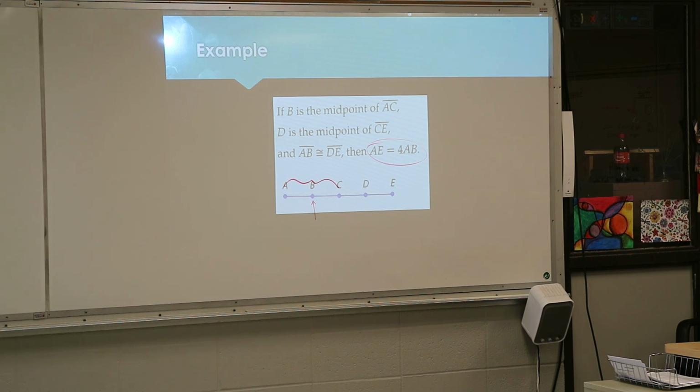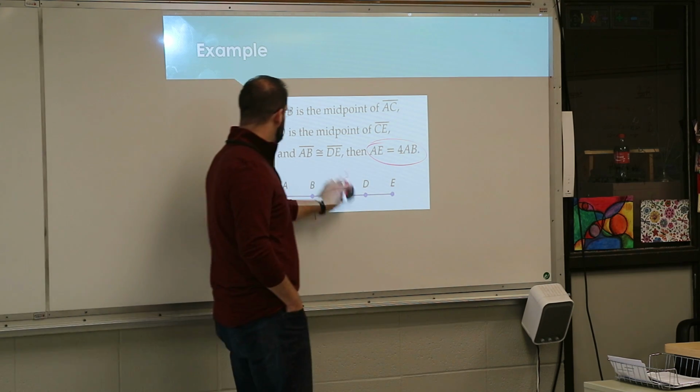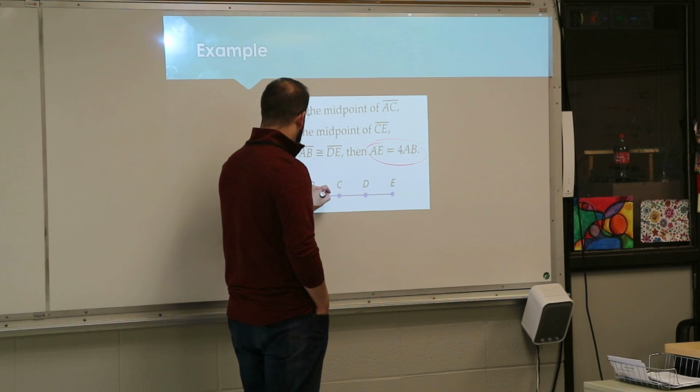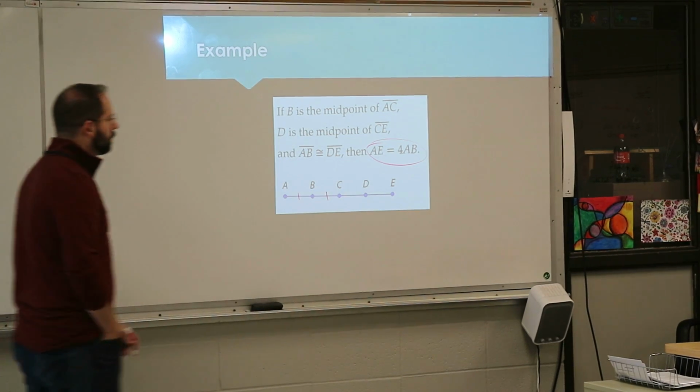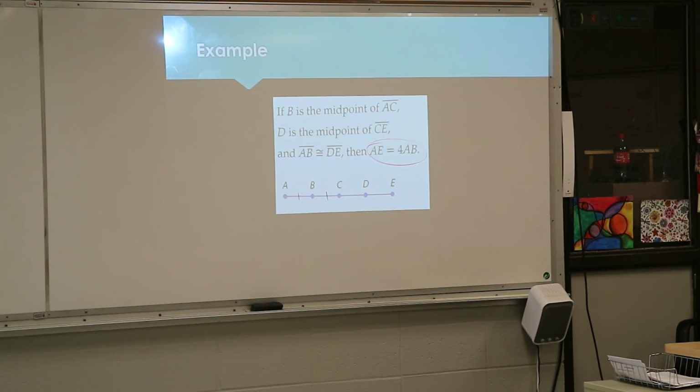So in fact, I'm gonna put a little hash mark here. That and that should be congruent to each other. That's what those little hash marks mean. AB and BC. Make sense? Okay? All right, and let's keep going.